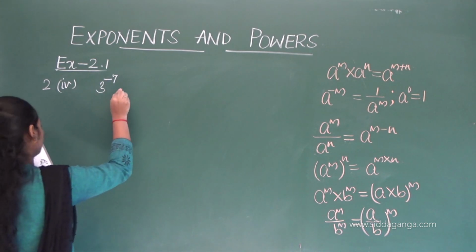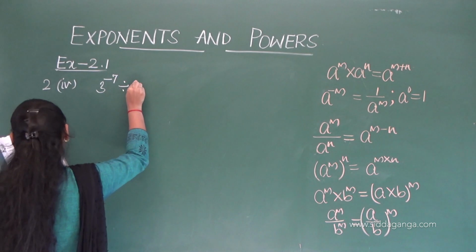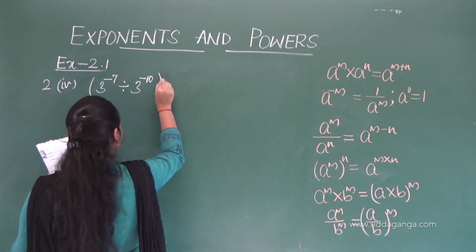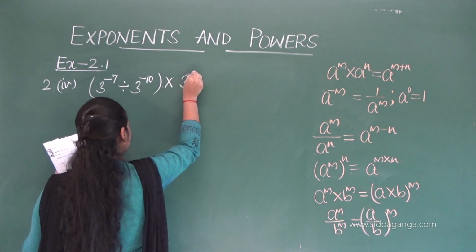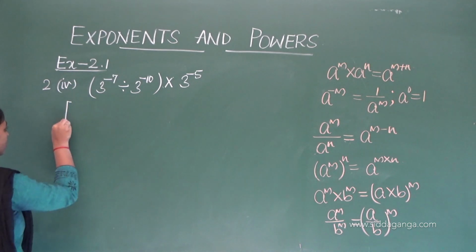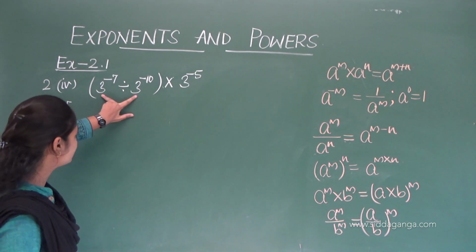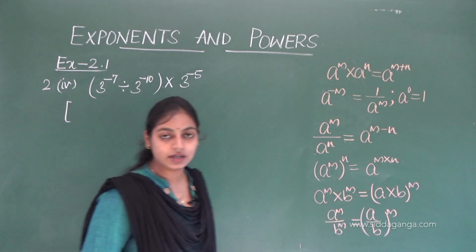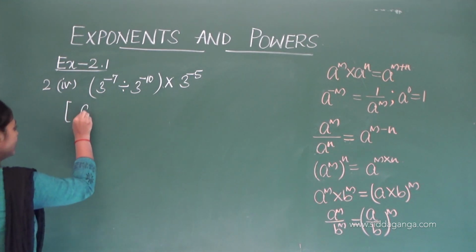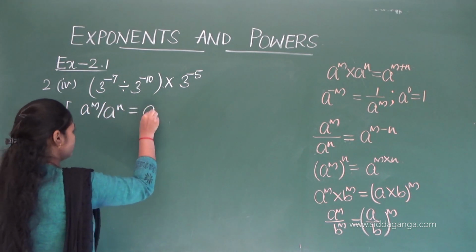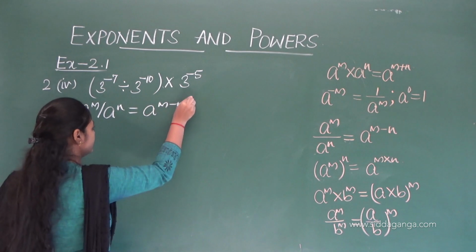Three raised to the power of minus 7 divided by 3 raised to the power of minus 10 into 3 raised to the power of minus 5. We know that when the bases are the same and there is a division, a power m by a power n is equal to a to the power of m minus n. A power m by a power n is equal to a to the power of m minus n.